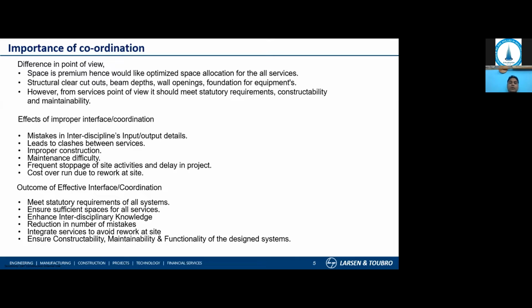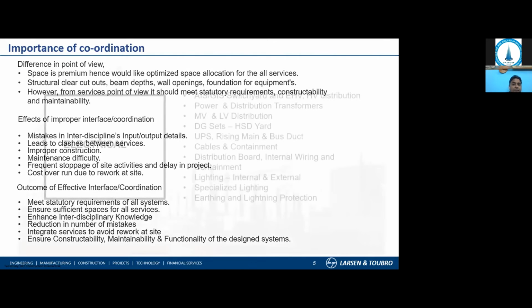So the best outcome of effective coordination is to respect each and every discipline's requirements, and the engineer and the architect should be reasonable in understanding the dynamics of each requirement, so that the MEP person is not asking for more space, and at the same time the architects do not give less space, which would compromise on maintenance and constructability. It's an integrated work, and that is the best way to move forward on coordination to hand over a good project.